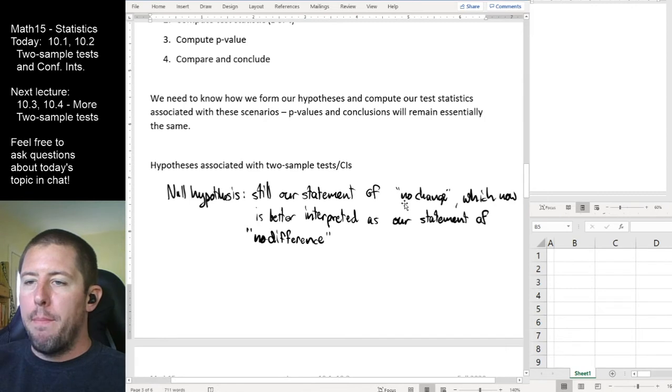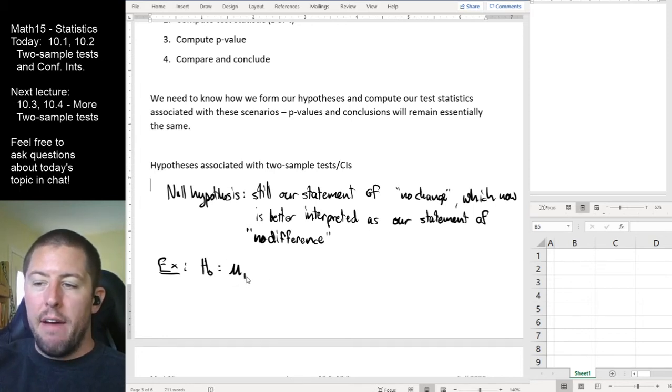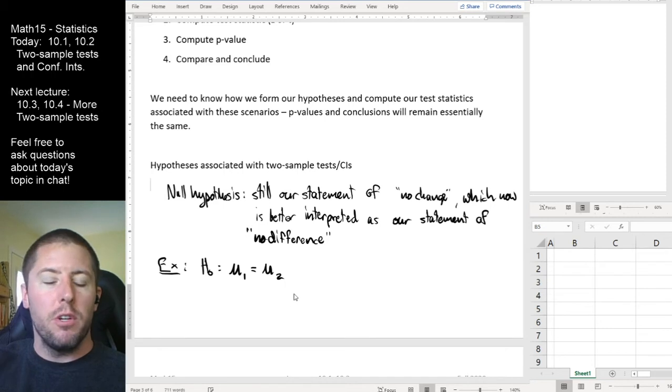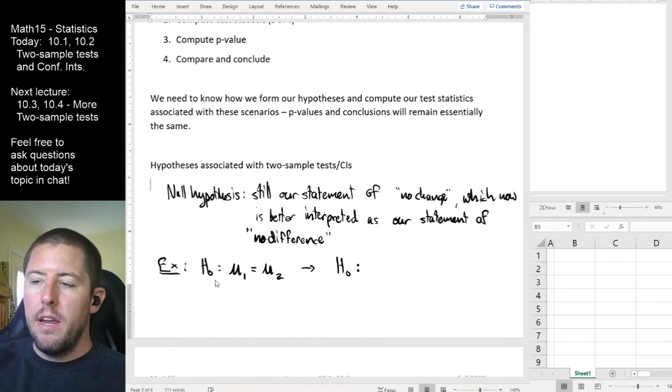So some null hypothesis statements that we might expect to see then is that our null hypothesis might state that the average value for group 1 is the same, there's no difference, as the average value for group 2. You should notice that this is the exact same thing. I'm going to just do a little bit of algebra right here.